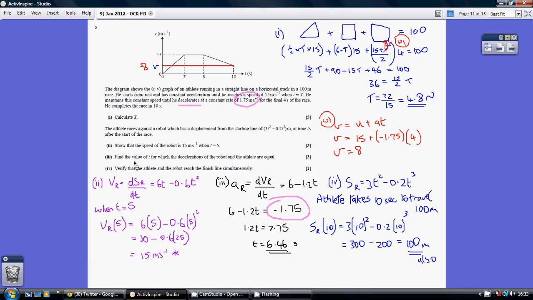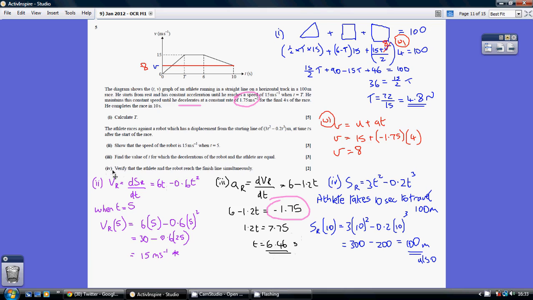Now for part 3, find the value of t when the decelerations are equal. Well, to get acceleration, we differentiate velocity. So we need to differentiate this, giving us 6 minus 1.2t. Now we need this deceleration of the robot to be the same as that of the athlete, which we were told was 1.75, so the acceleration is minus 1.75. So making this equal to minus 1.75, rearranging, we get t being 6.46 seconds.